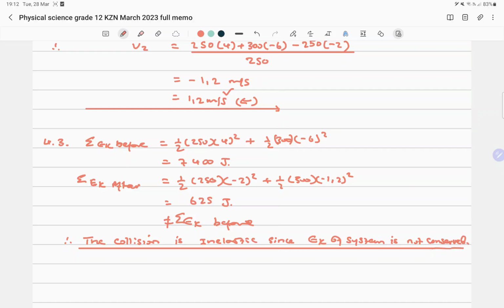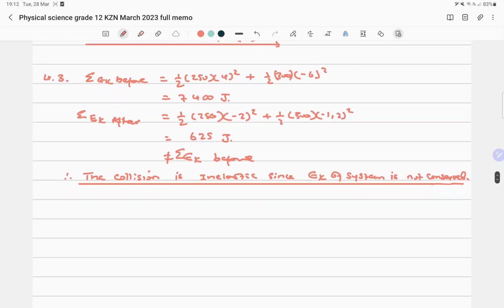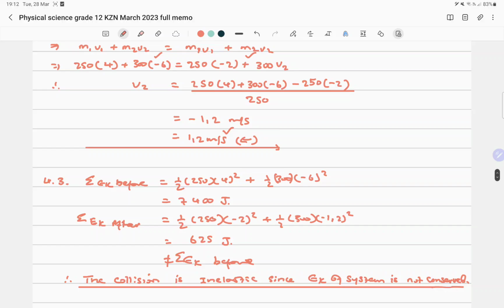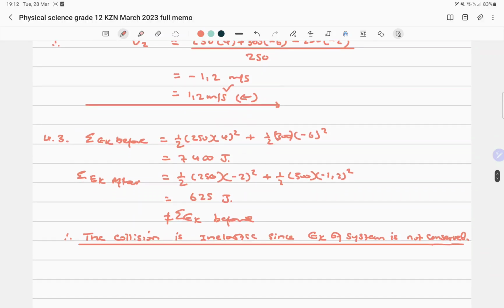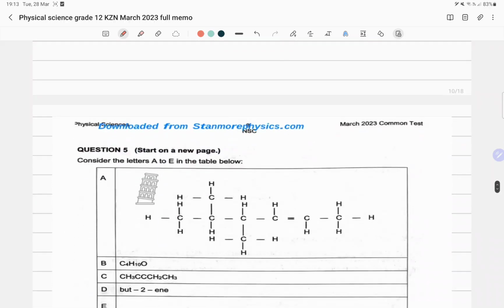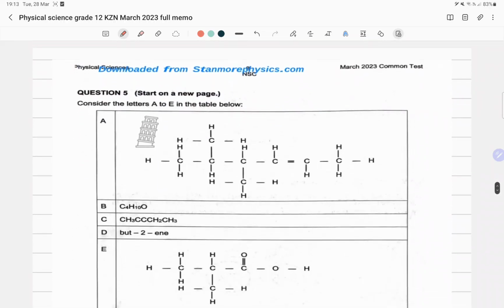Okay, it's not conserved. You know what I was trying to say there, guys. If you can't see it, I'm sorry. I am sorry. Okay, all right. So that is the conclusion. Okay, 5 marks. Now let's move, guys. Yeah, we're losing time for no reason.